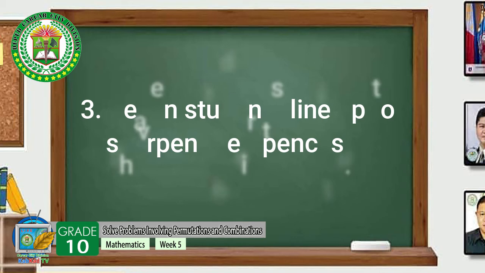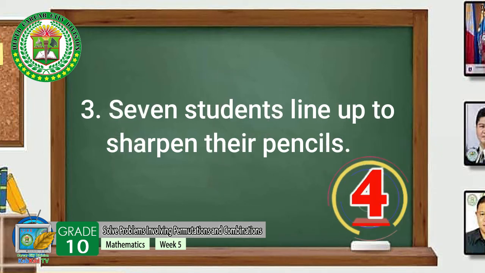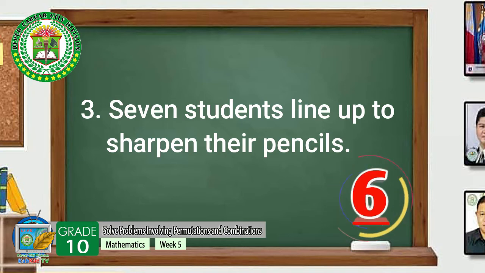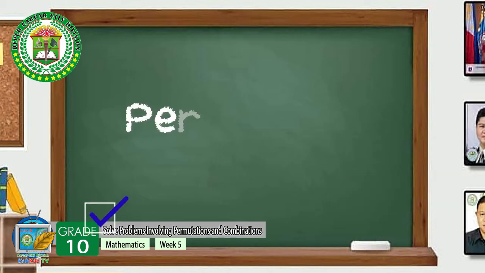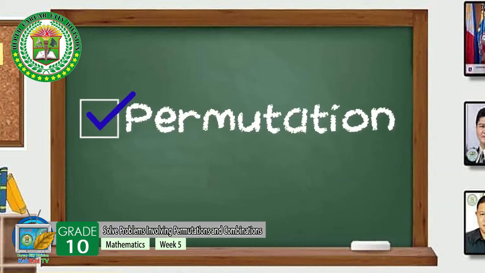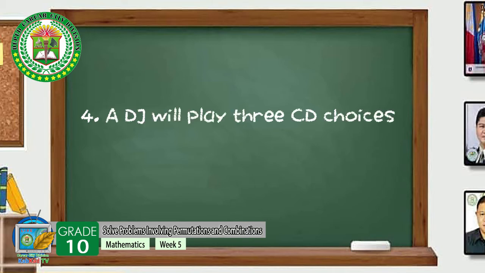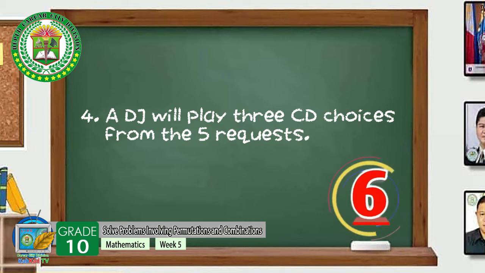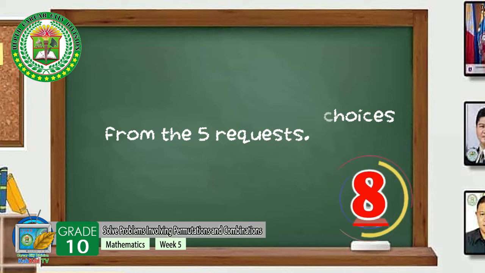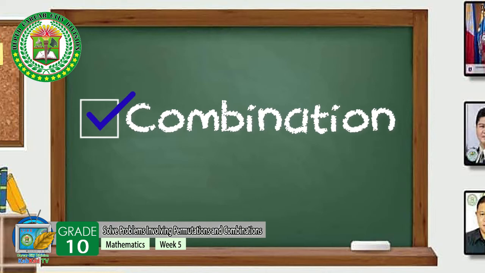7 students line up to sharpen their pencils. Permutation. Very good. A DJ will play 3 CD choices from the 5 requests. Combination. Very good.